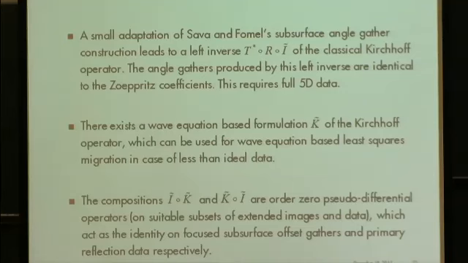I've shown you that there is a wave equation-based formulation of the Kirchhoff operator, and I can now use that, of course, to estimate these extended images in a least squares sense. If you, after all, have a forward operator, then you let it act on an unknown I, and you minimize the difference between D, the data as observed, and K tilde on I. And I've talked about these decompositions and shown you what they look like.